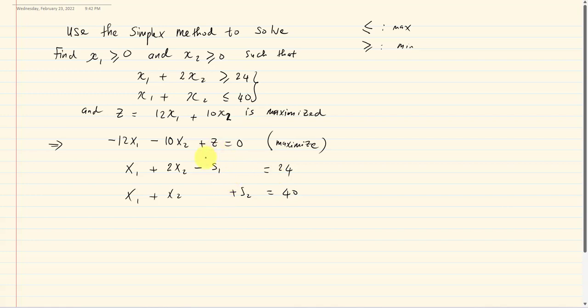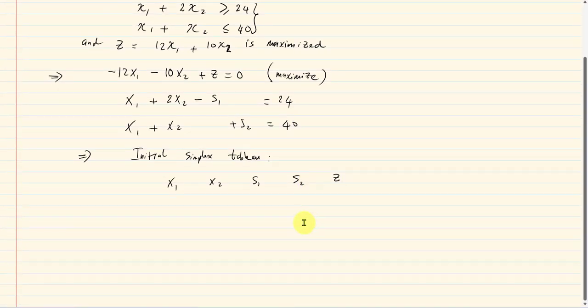And now we need to write the initial tableau. So below we have the initial simplex tableau. We have the variables x1, x2, and then s1, s2, and also z. Now I'm going to take the coefficients of these variables and place them below. Here we have the coefficient of 1 for x1. We have the coefficient of 2 for x2, negative 1 for s1, nothing for s2, so 0, and we don't have anything for z, so 0 for z.